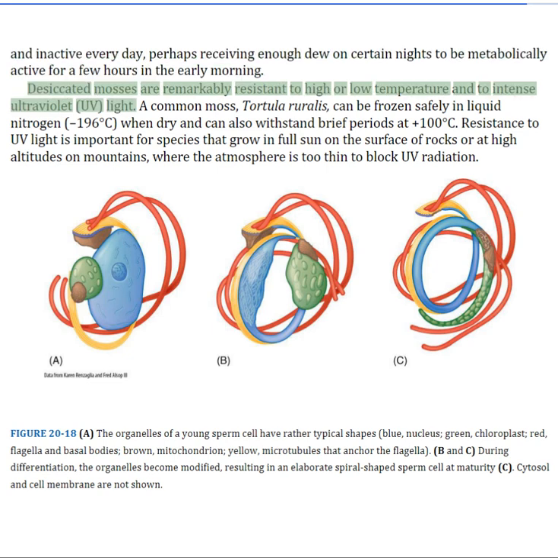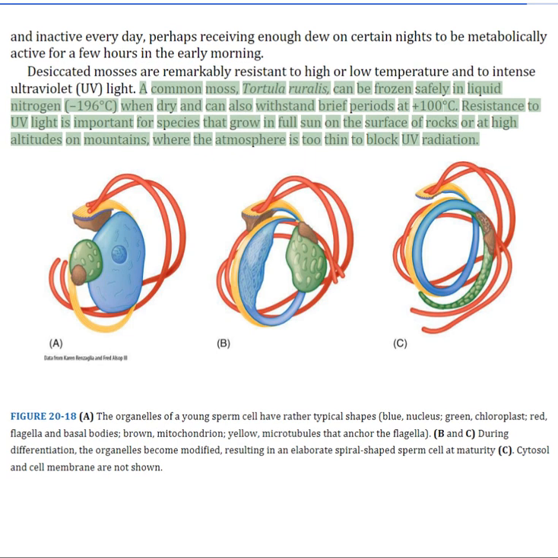Desiccated mosses are remarkably resistant to high or low temperature and to intense ultraviolet light. A common moss, Tortula ruralis, can be frozen safely in liquid nitrogen when dry and can also withstand brief periods at plus 100 degrees Celsius. Resistance to UV light is important for species that grow in full sun on the surface of rocks or at high altitudes on mountains, where the atmosphere is too thin to block UV radiation.